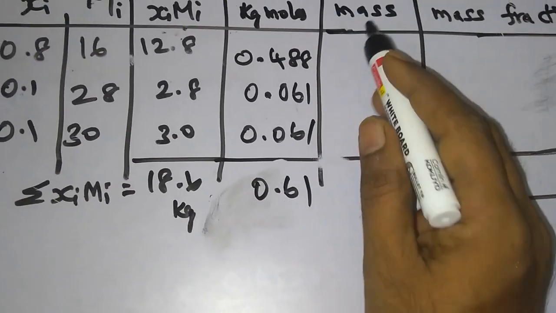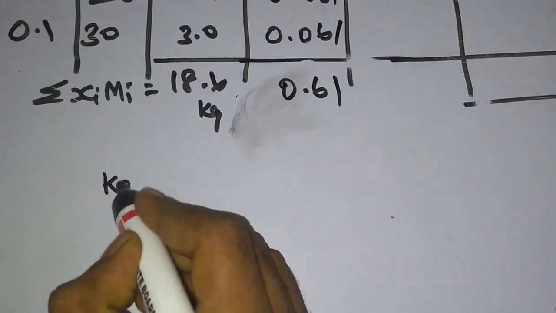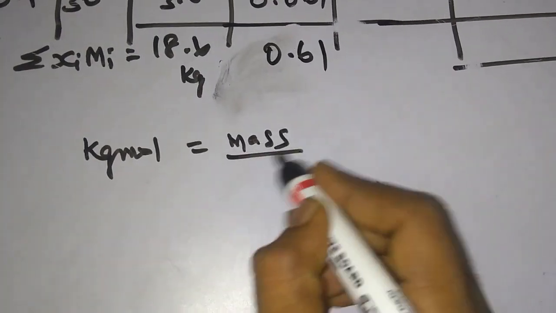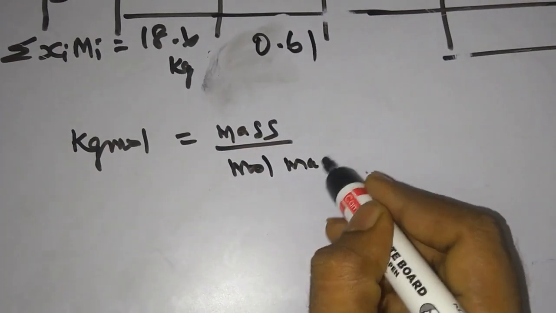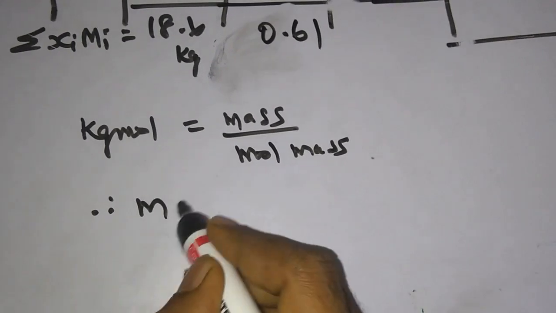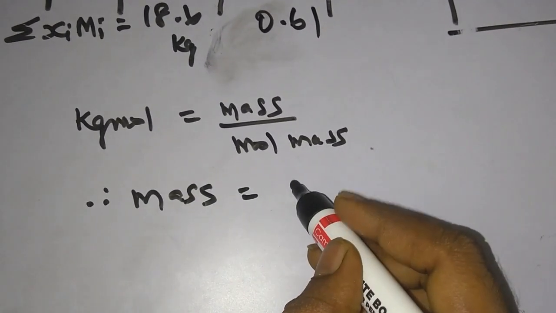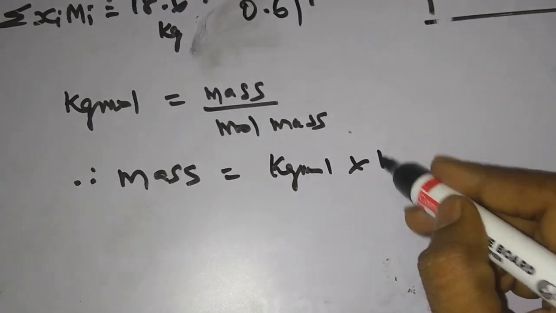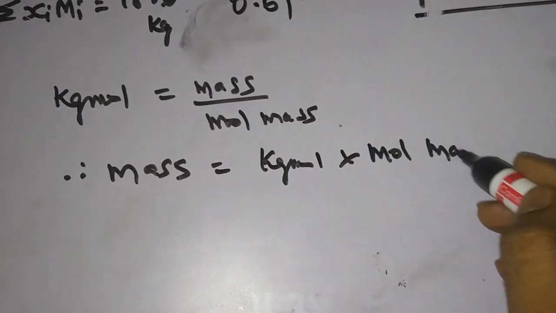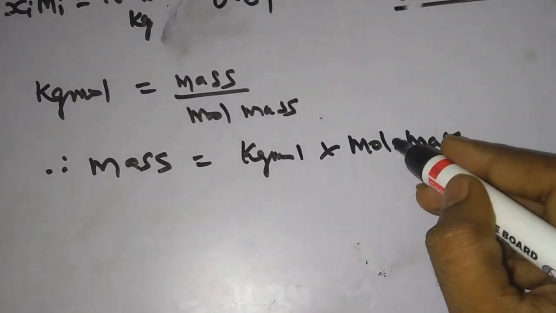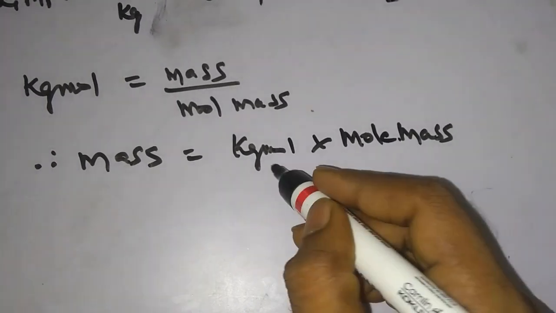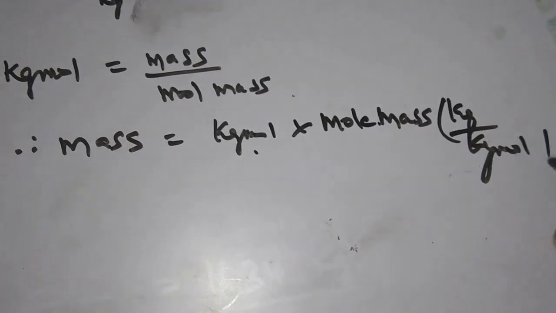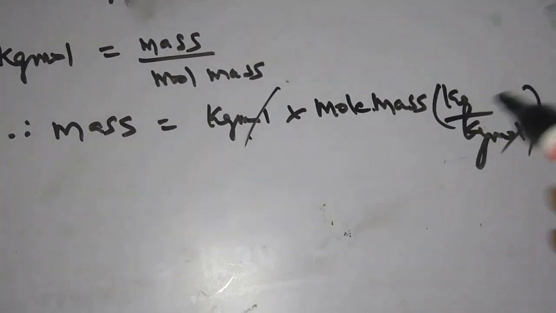What is the formula for getting mass from kg moles? We know that kg moles is equal to mass by molecular mass. Therefore, mass is equal to kg moles multiplied by molecular mass. So that is kg mole into kg per kg mole. Kg mole gets cancelled and we get kg.